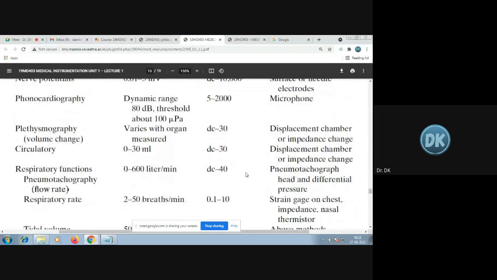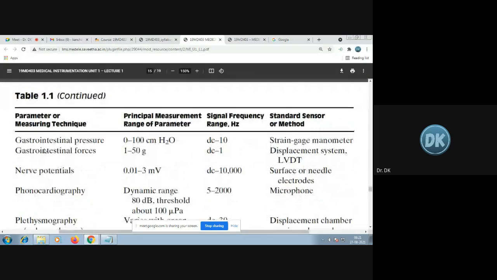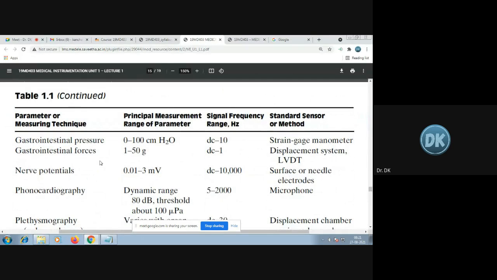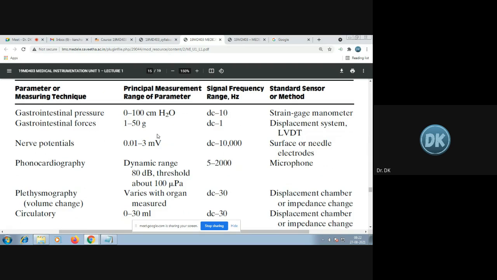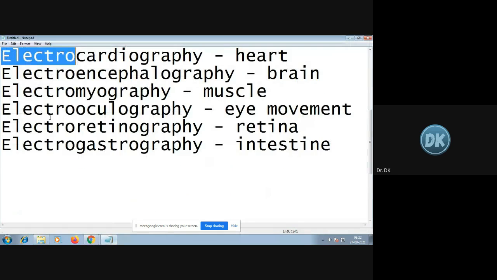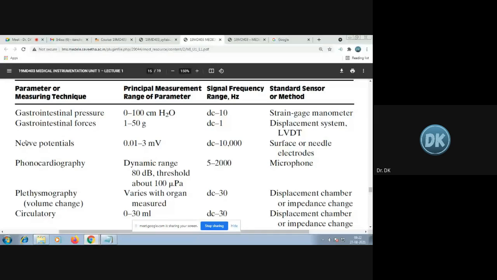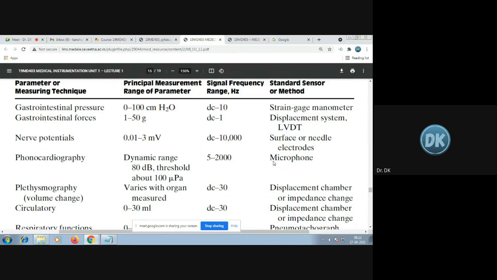And moving on to the next slide. Similarly, for gastrointestinal pressure and gastrointestinal force, this is specific to the GI tract. Inside the stomach, you can measure the pressure and also the force. You have manometer and LVDT to measure these parameters, and these are the signal frequency ranges. And then to measure the nerve potential. Nerve potential is a generalized term. All the electrical activities are nerve potentials. In general, for nerve potentials, we use surface or needle electrodes.